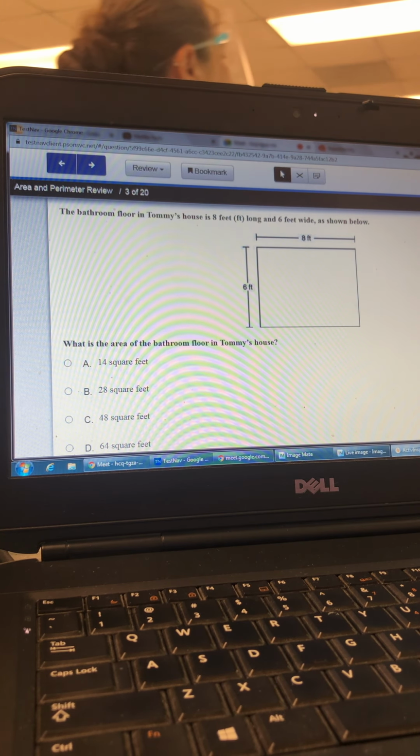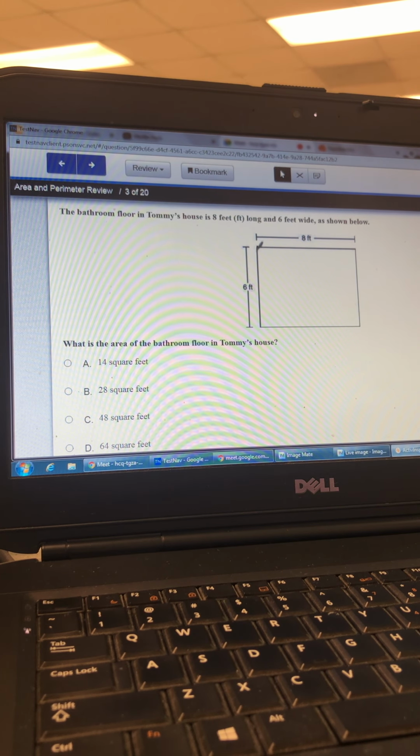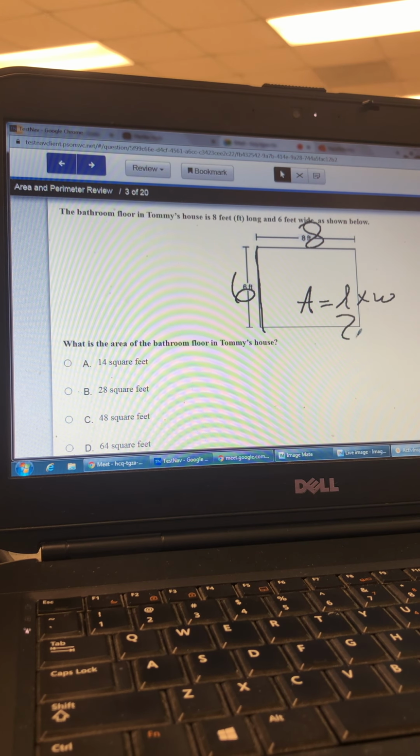Look at this problem. It says, what's the area of the bathroom floor in Tommy's house? It is a 6 by 8. So area equals length times width, which is 8 times 6, which is 48 feet squared, or square feet. That would be C.